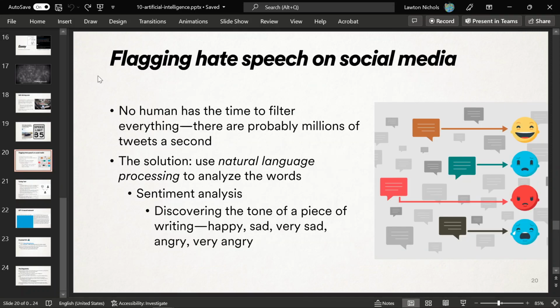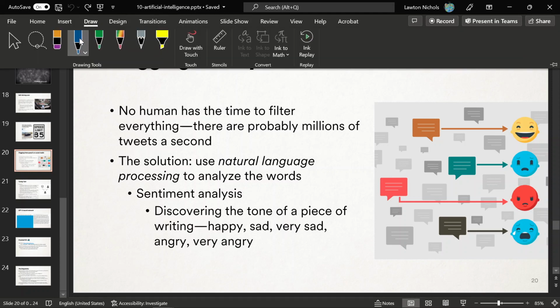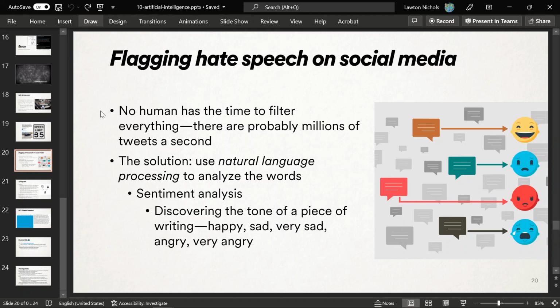Let's go back to social media, since you're writing essays about that kind of stuff. So there's a lot of people saying silly things on social media, I think we can agree. And like I said before, it's really not possible for a human to filter things, like to filter hate speech, stuff like that. So I assume that there's a ton of tweets a second, maybe a million even. I'm not sure, though. But there's no way you can hire a finite number of people at Twitter to look at every single tweet as it's being posted. That's impossible.